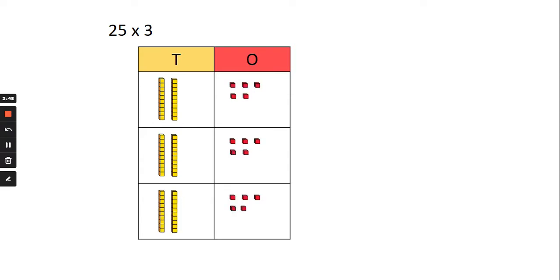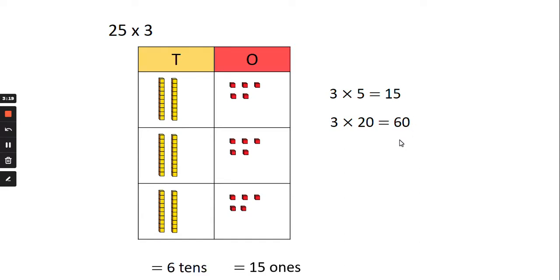Now we can calculate our multiplications. 3 lots of 5 is 15. We have 15 ones in our ones column. Next, we can look at our tens column. We have 20 times by 3. 3 lots of 20, which is a total of 60. So I have 6 tens in my tens column.